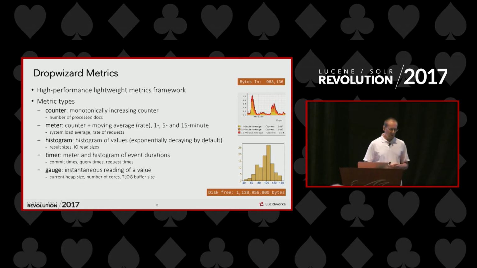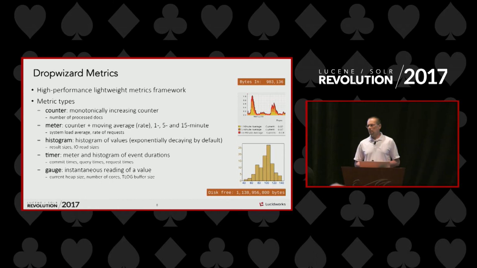Then there is a meter. Meter is a combination of counter and moving averages. And similarly to the system load average that everybody knows, it maintains 1, 5, and 15 minute moving averages. So meters are used, for example, for reporting system load average. Again, it's not practical to log in to each box and check its system load average, right? It's much better to have an API to retrieve it. Meters are also used for measuring rates of requests.